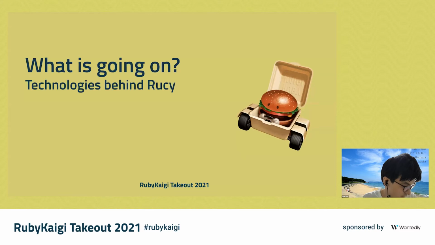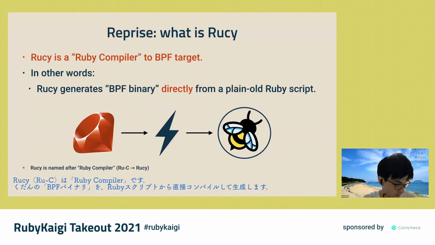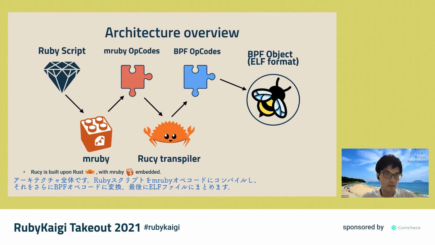So now it's time to talk about the technology behind Rucy. Rucy is a Ruby compiler to BPF target. In other words, Rucy will generate a BPF program binary directly from a plain old Ruby script. And this is the architecture overview. The process of compiling Ruby into a BPF program in Rucy.